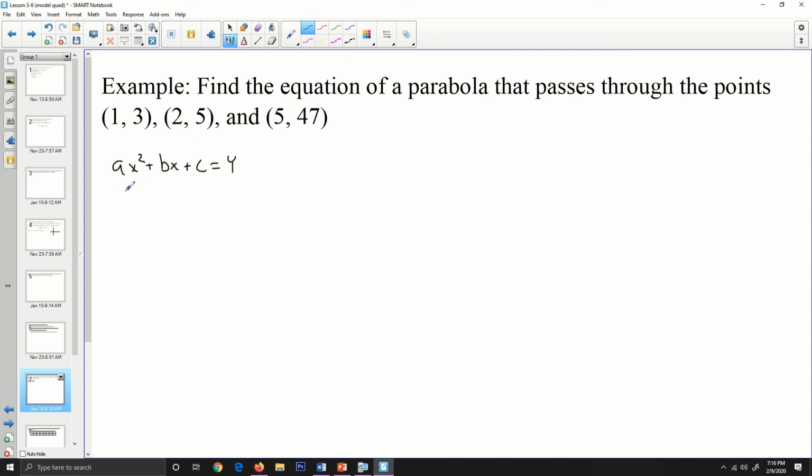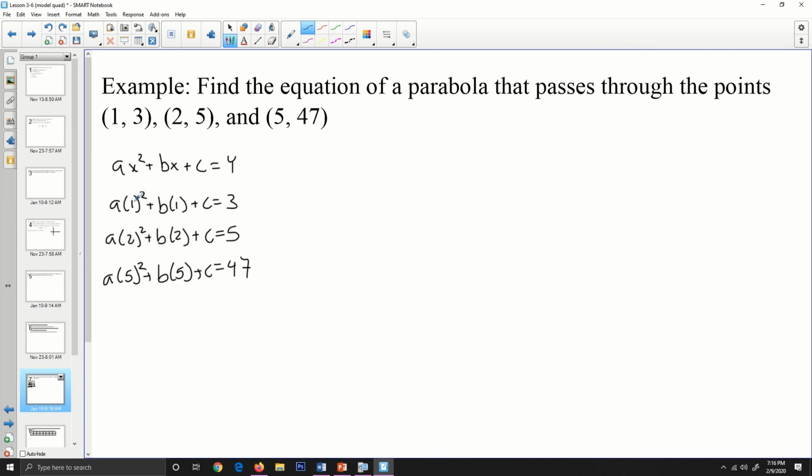All right, so the way that's going to look is if I go a times 1 squared plus b times 1 plus c, I'm going to get 3. And then when I go a times 2 squared plus b times 2 plus c, I want to get 5. And then when I go a times 5 squared plus b times 5 plus c, I'm going to get 47.